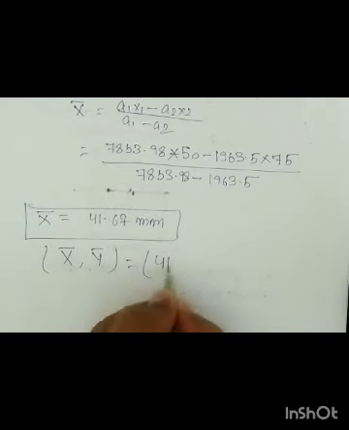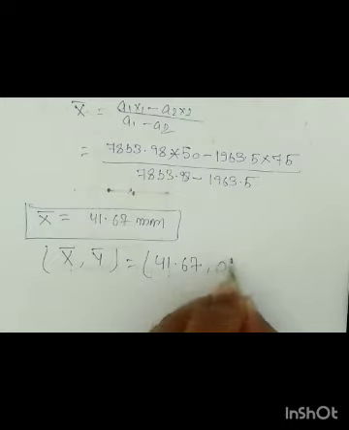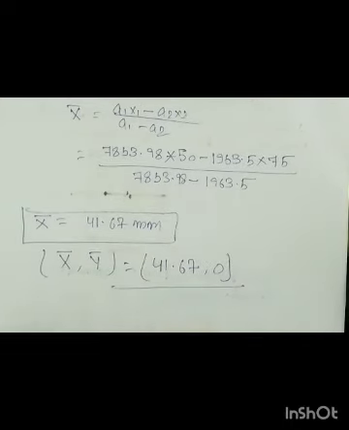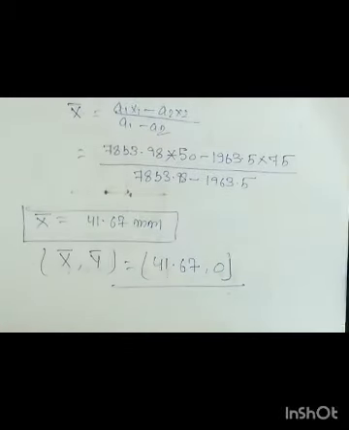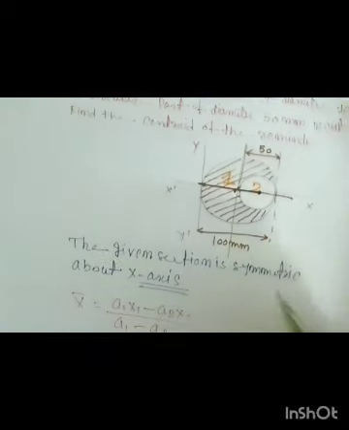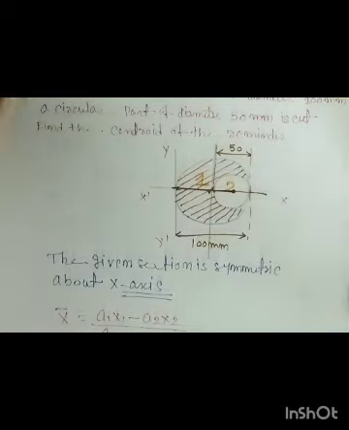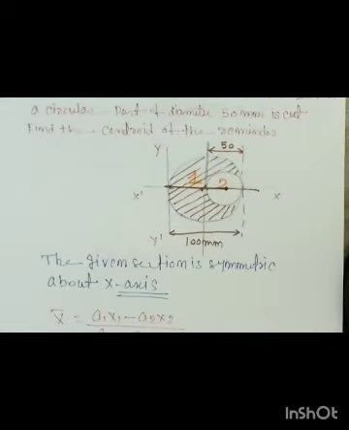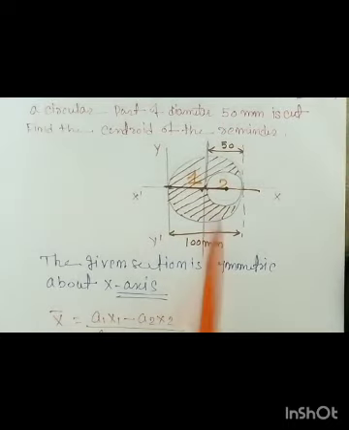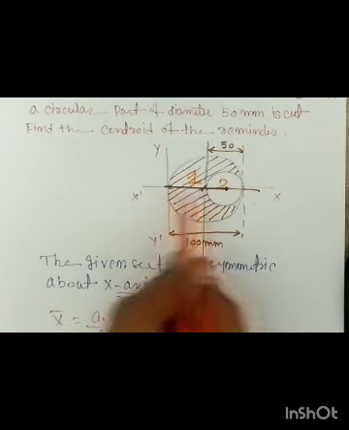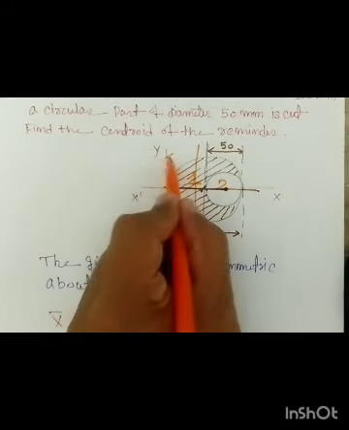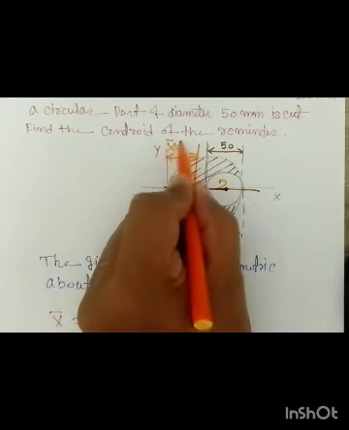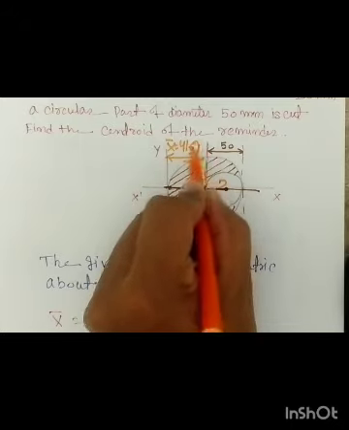So your answer will be like this: x bar comma y bar is equal to 41.67 comma 0. Why? Because it is symmetrical about the x-axis, that's why we have taken the y coordinate as 0, right? Now you can locate this center of gravity. Your reference is the y-axis, right? So at what distance? This total is 50. We got the x value as 41, which means it will be somewhere here, right? So you can mention x bar is equal to 41.67.